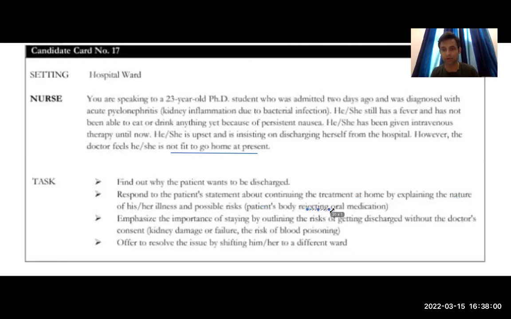So here is one point: your body will reject oral medication as well. So you have to tell him that right now it is not safe to go home. Then the patient will say, oh no nurse, I want to go home. Then tell him the importance of staying by outlining the risks. Tell him that there are risks involved in getting discharged without the doctor's consent. Kidney damage or failure may happen, risk of blood poisoning. So there are various things which may happen. So please understand at this moment it is not safe for you to go home.